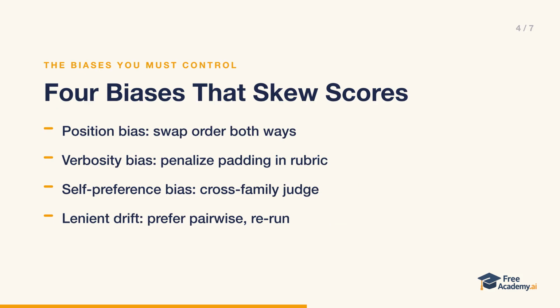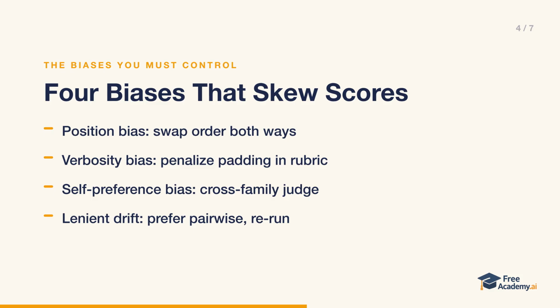A judge model is not a neutral referee, and research and practice in 2026 keep pointing to the same 4 biases. Position bias means that in a head-to-head comparison, judges tend to favor whichever answer they see first, regardless of quality. You control this by running each comparison both ways and only trusting a verdict that agrees both times. Verbosity bias means judges tend to reward longer, more elaborate answers, even when the extra length adds nothing. So add a rubric line that explicitly penalizes padding.